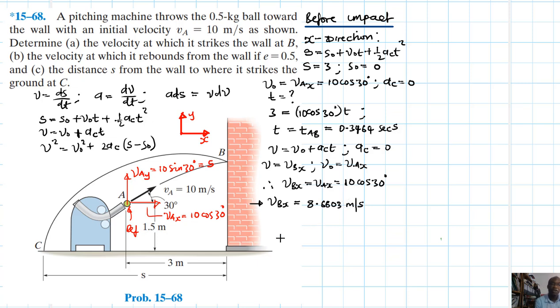So this remains constant, right? It's always constant. I need to emphasize this: this is constant along the horizontal direction. So now let's find our v_B. We use the other equation: v is equal to, again, v naught plus a_c t.